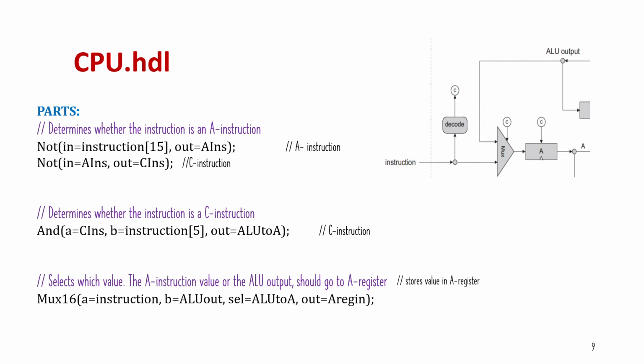And if it's a C instruction, then it goes into the ALU where computation is performed, and the ALU output is fed to the A register. We use an AND gate to determine whether the instruction is a C instruction, and a multiplexer which selects whether the ALU output or the A instruction value should go to the A register.